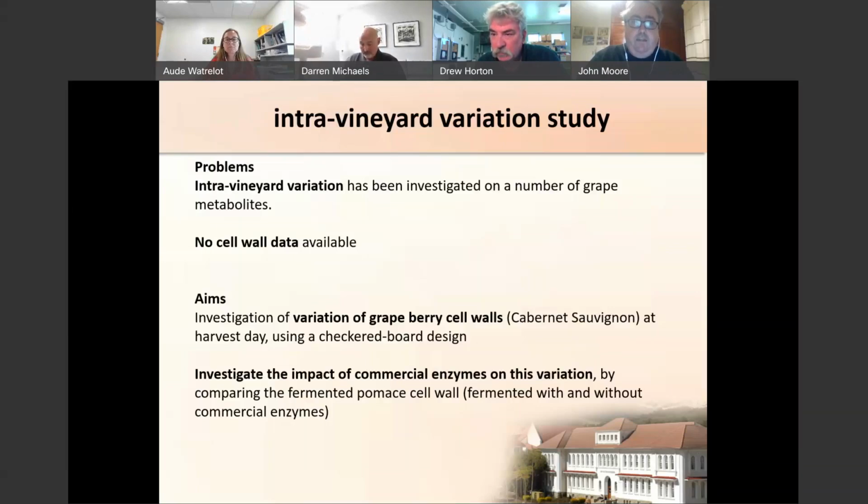So we investigated variation of grapeberry cell walls again for Cabernet Sauvignon on the harvest day, and we used a checkerboard design. And we wanted to add commercial enzymes and see, did they impact the variability of the cell walls during the individual fermentation process.